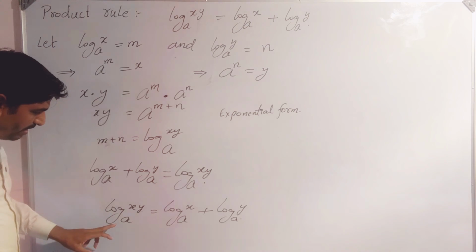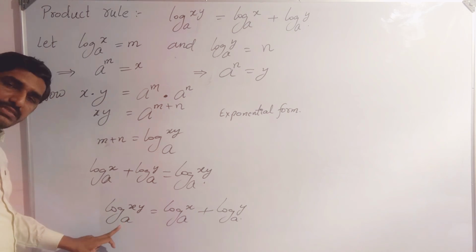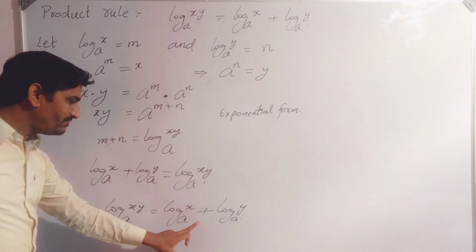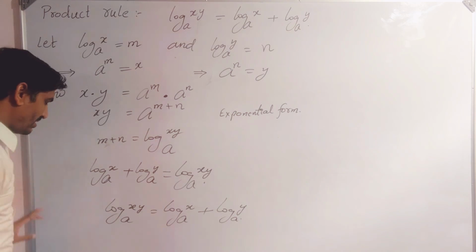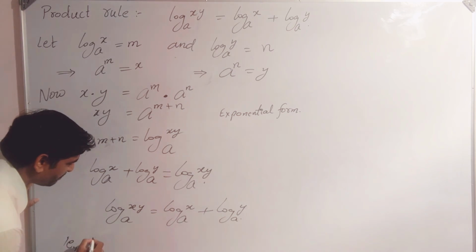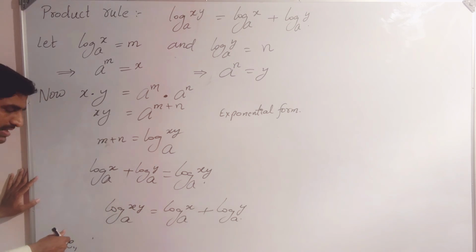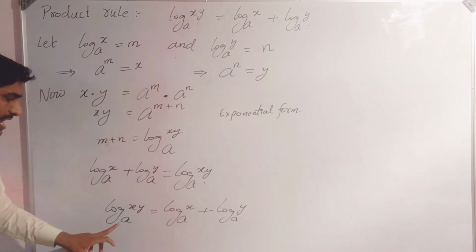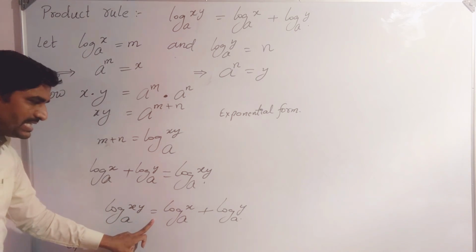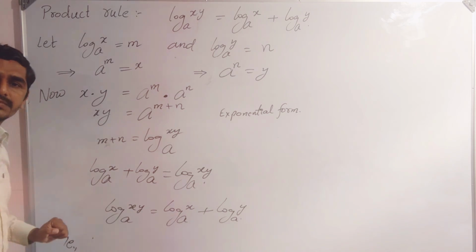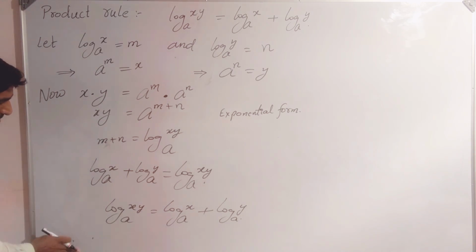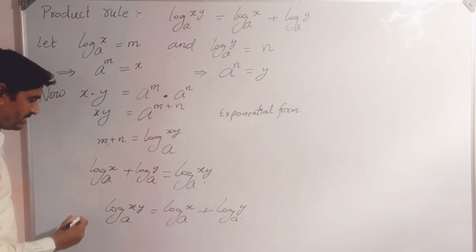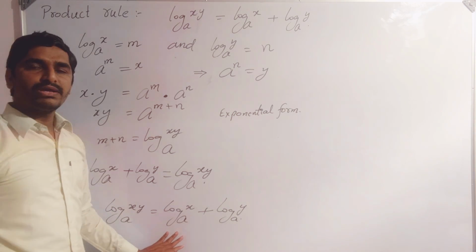See this? The logarithm of the product of the two numbers to the same base gives the sum. Addition is called sum: the sum of the two logarithms. We can say that the logarithm of the product of two numbers is the sum of the logarithms. Okay, like that we can write. This is the answer. This is the proof for the given part. Like this we have to solve.